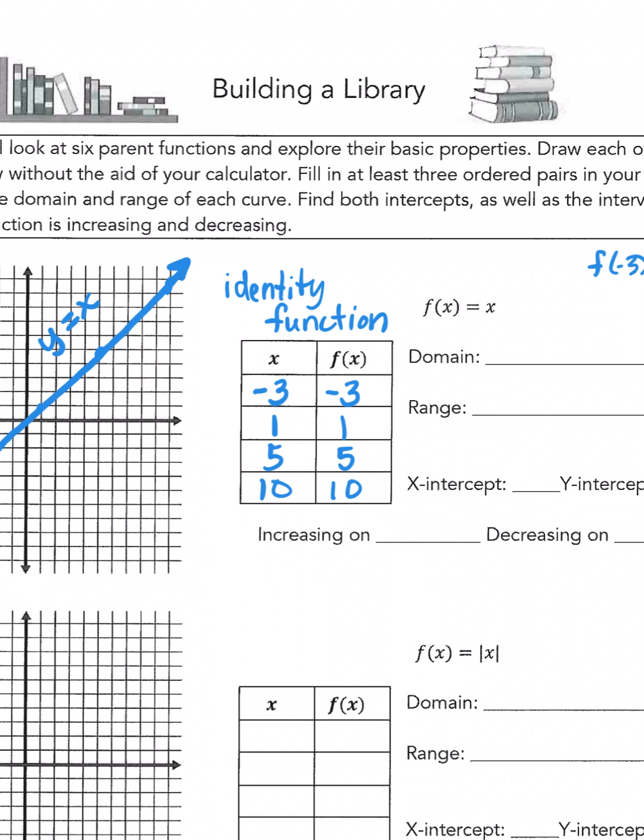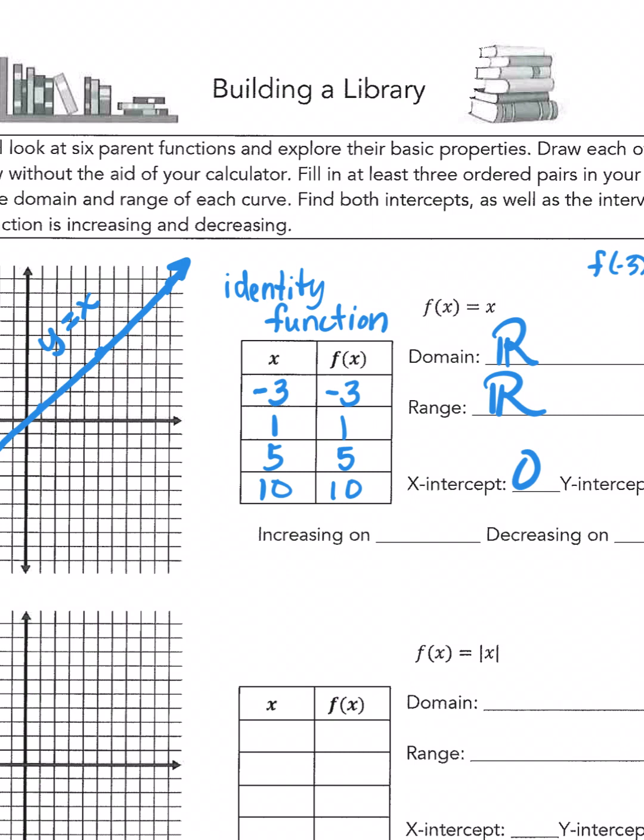So tell me, what is the domain of that function? Yeah, all real numbers. You can plug anything in, can't you? Well, if you can plug anything in and it's the identity function, what can you get out? What are the outputs going to be? All real numbers. Good. What is the x-intercept? In other words, where does this cross the x-axis? 0. What is the y-intercept? Where does it cross the y-axis? That's 0.